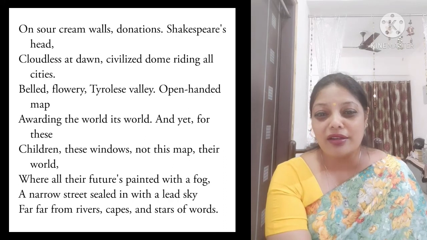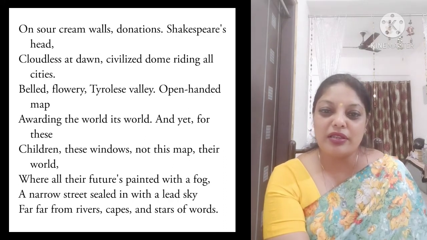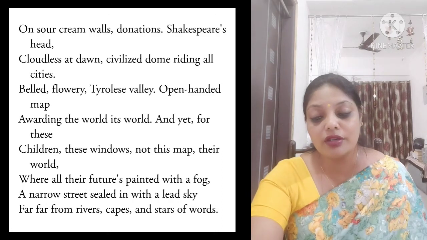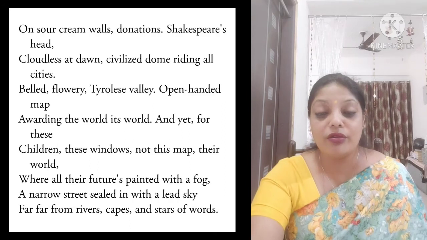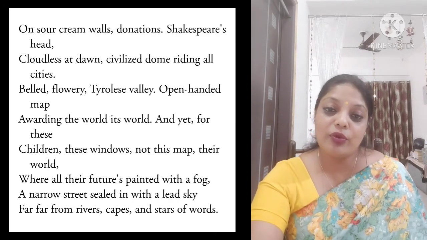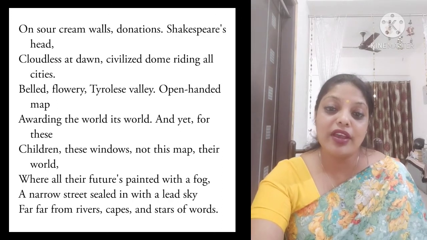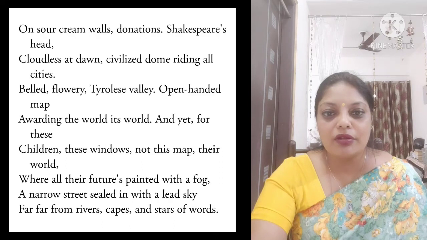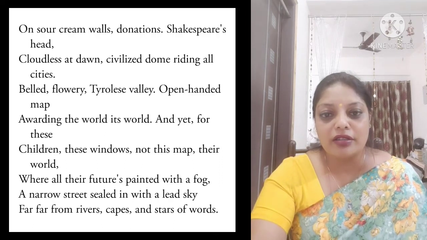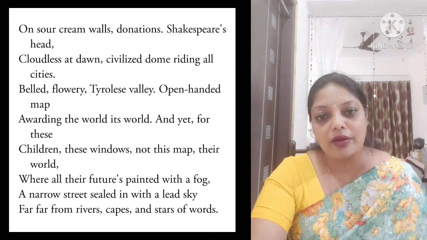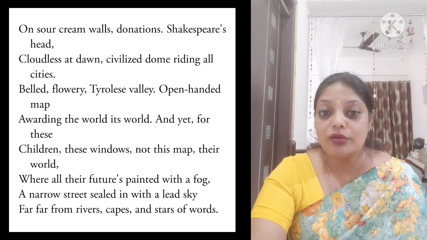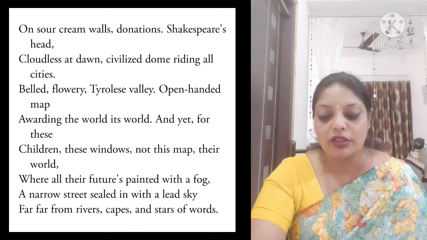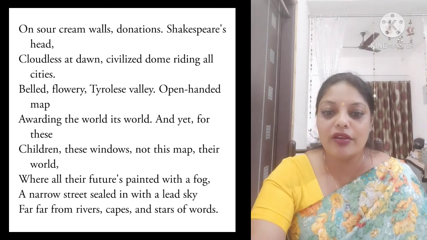They are living in a very congested area, surrounded with buildings, surrounded with a sky. It says that awarding the world its world, and yet for these children these windows are not the world, where all the future is painted with the fog. Okay, the poet is saying that the future of these children is very foggy, in the sense it's very dim. There is no hope for them, maybe because of lots of circumstances, their financial status or their economic background. They will not be able to fulfill their dreams. Many of them will not be able to achieve what they are dreaming of. That is why he says their future is very bleak, very foggy.